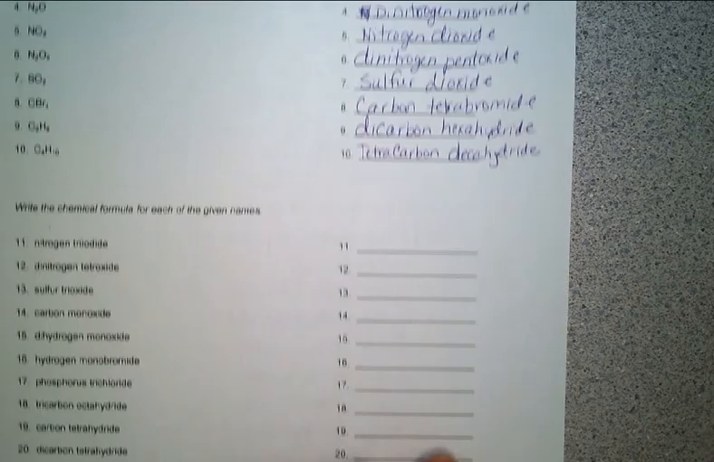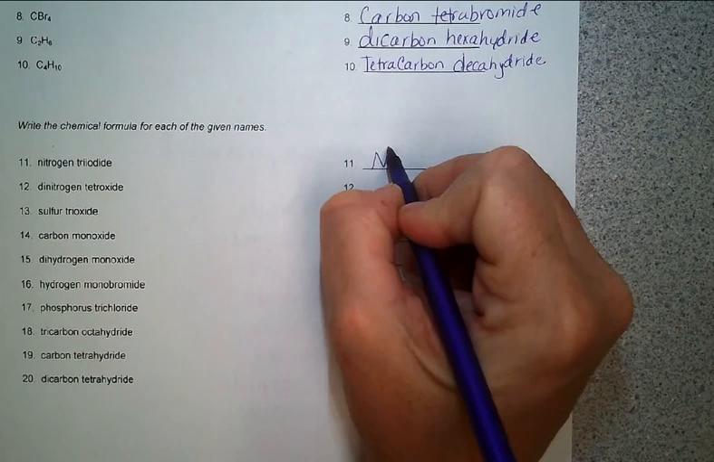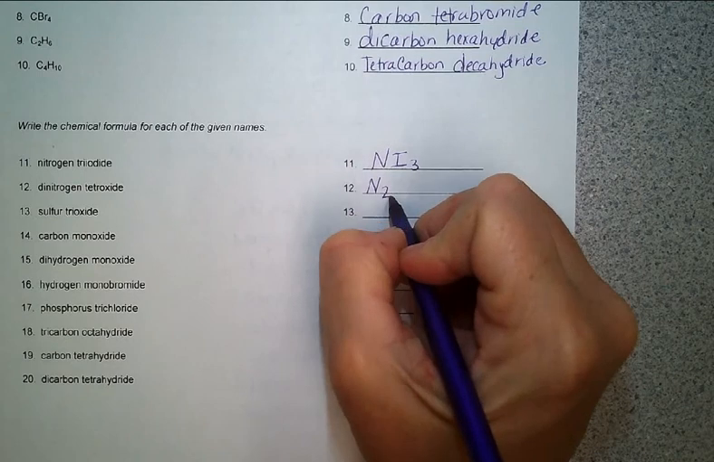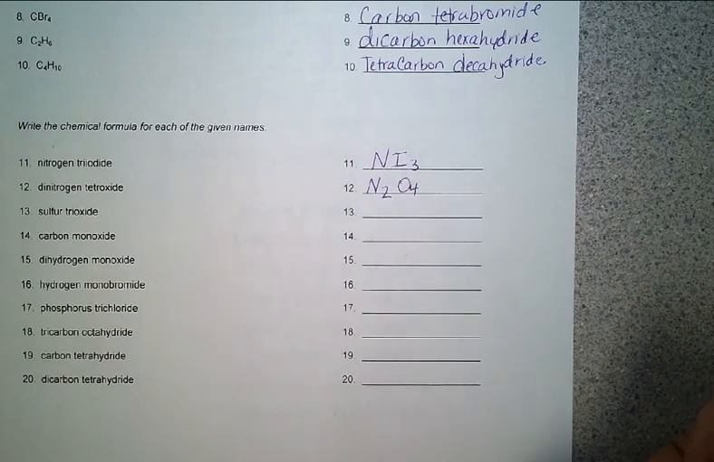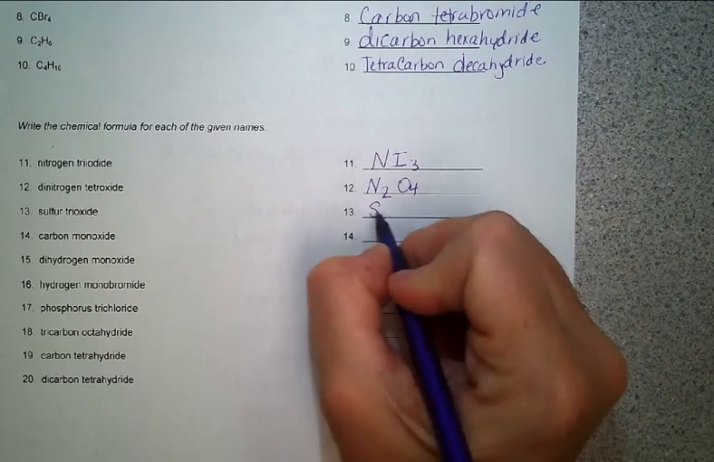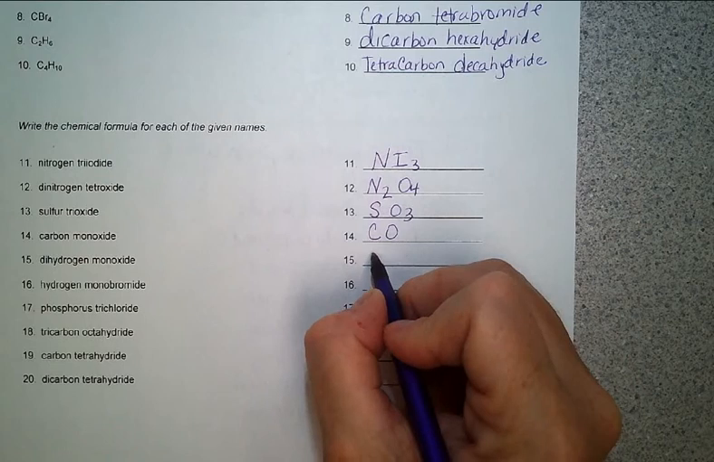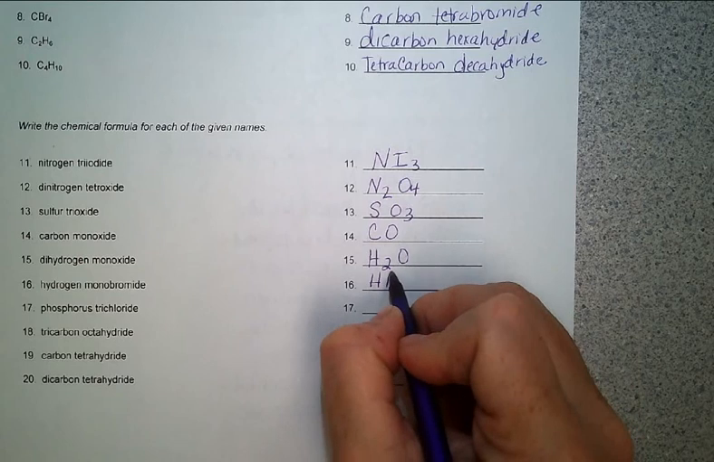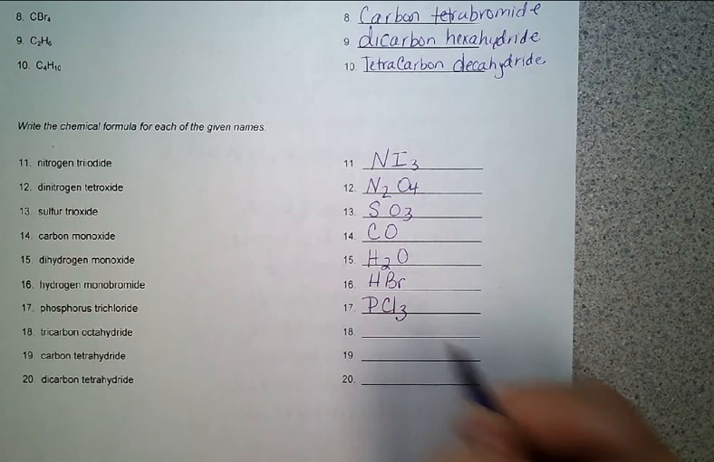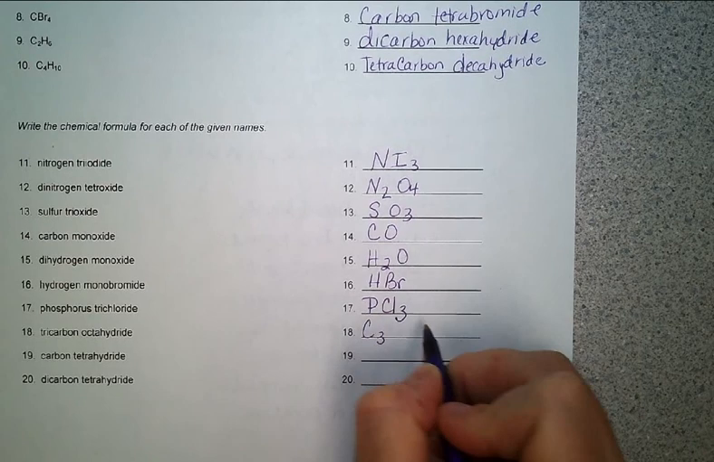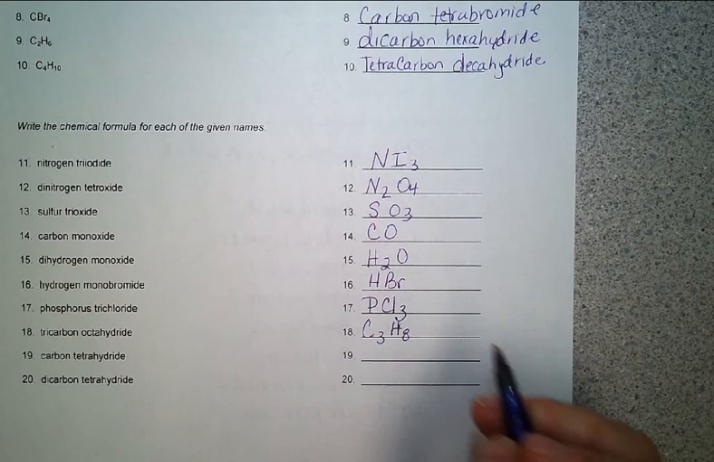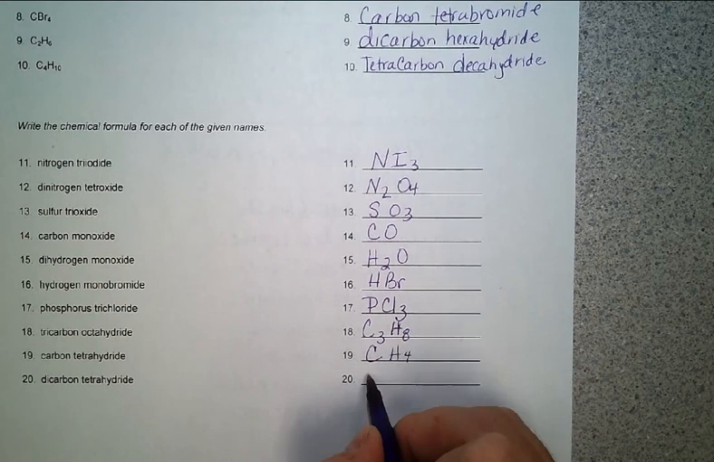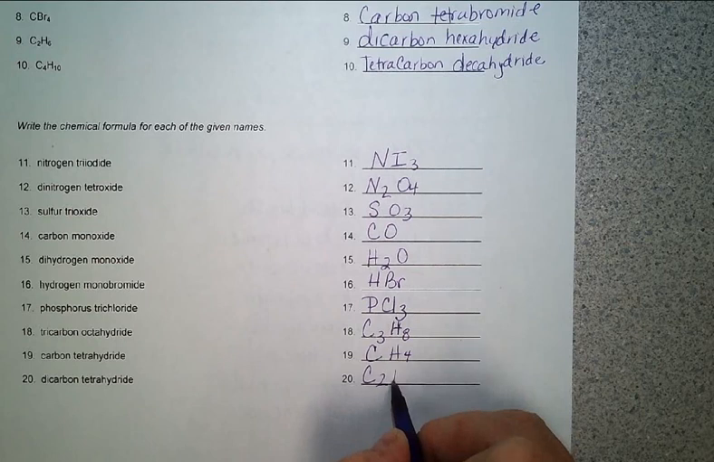Alright, the next one, the easier part, nitrogen triiodide, NI3, dinitrogen tetraoxide, N2O4, sulfur trioxide, carbon monoxide, dihydrogen monoxide, hydrogen monobromide, phosphorus trichloride, tricarbon octahydride, it's an 8 there, carbon tetrahydride, and dicarbon tetrahydride. There you go. Should be easy, and you should be ready to take your quiz.